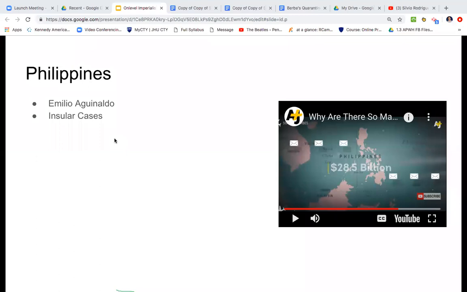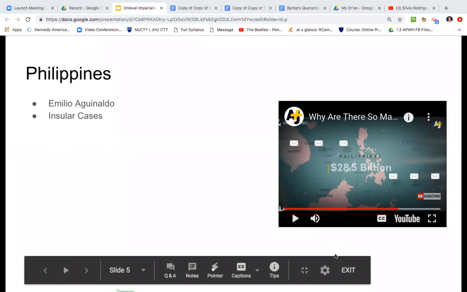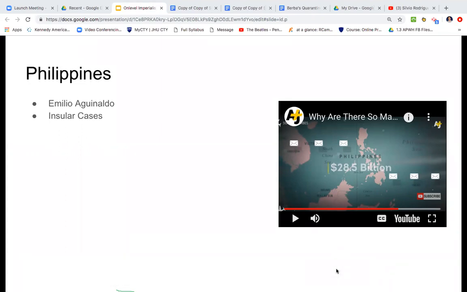So automatically, once Spain wins or loses the war, Philippines becomes American territory. What happens immediately? Because you could bring this up in your essay as a cause or even an effect. So what happens immediately? Give you some time to type it.